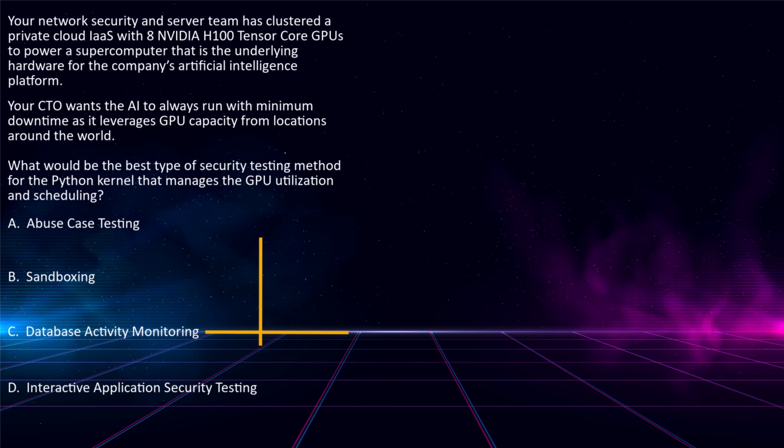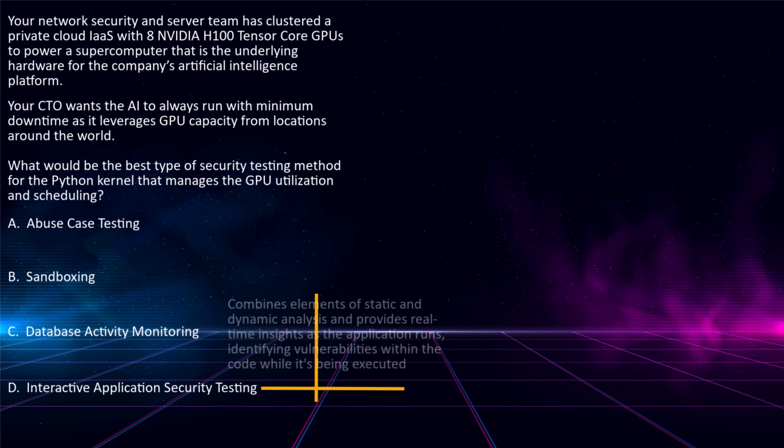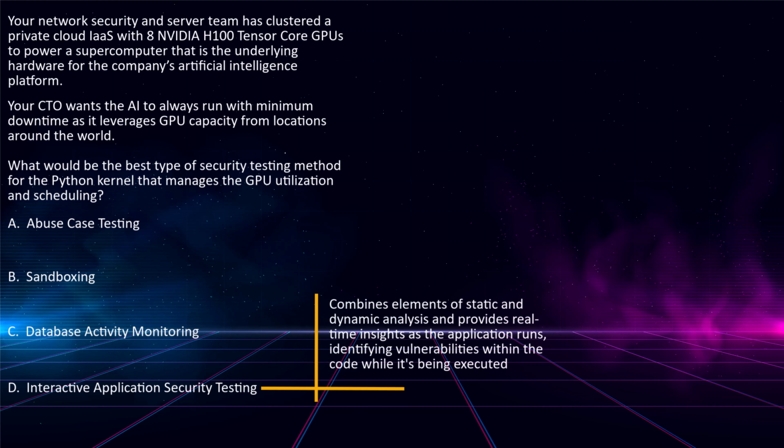Which leaves choice D, and a very strong thing to know for the CCSP exam, a very strong topic that you have to know. IAST is actually really cool. It is an advanced security testing method that operates within the application. It actively monitors and assesses its behavior in real time while in production. Given that the Python kernel is responsible for managing GPU utilization and scheduling, IAST can provide continuous security analysis during the application's execution while running live. Did I mention that already?